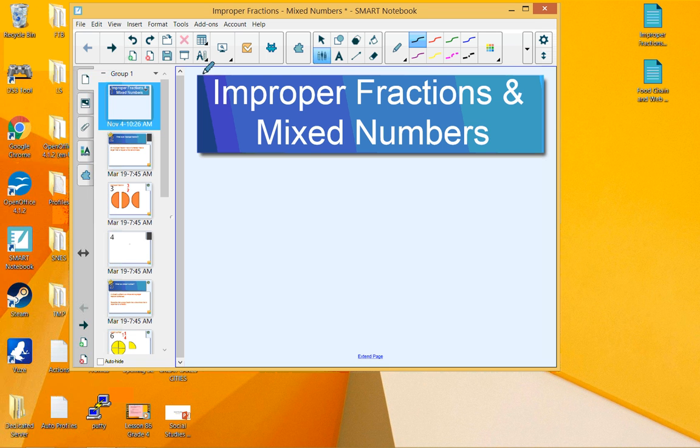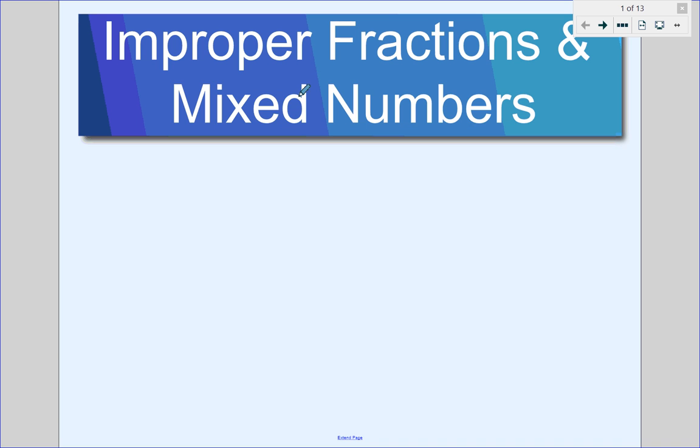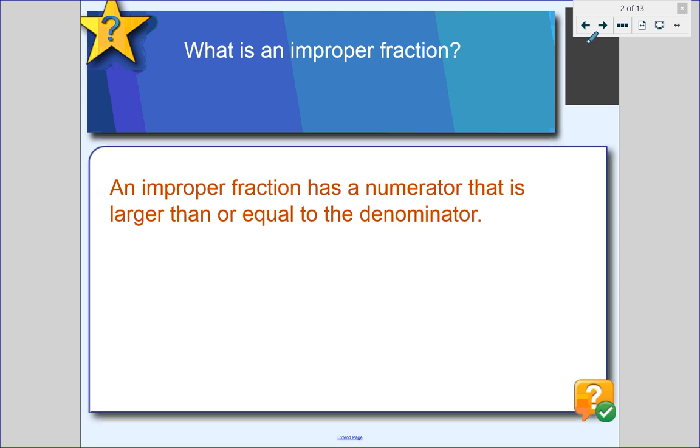We are going to be looking at improper fractions and mixed numbers today. So let's get into it. What is an improper fraction? Well, an improper fraction has a numerator that is larger than or equal to the denominator.